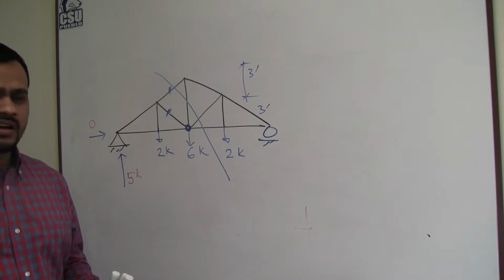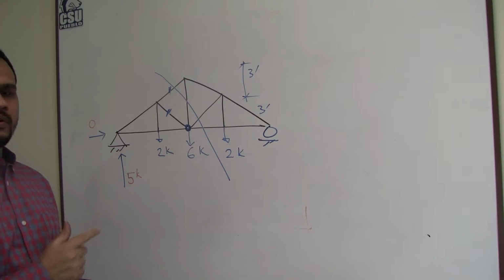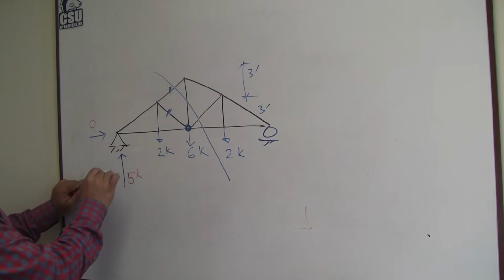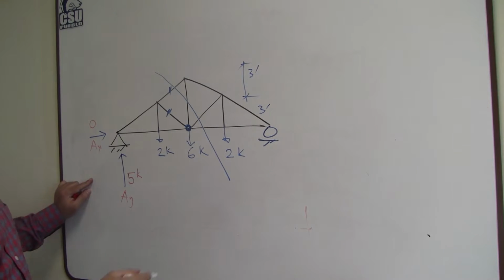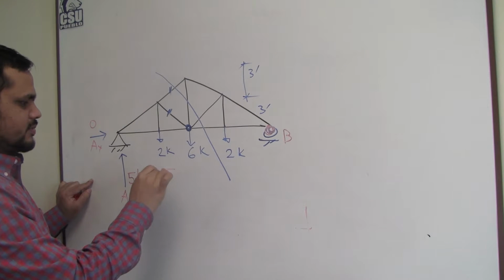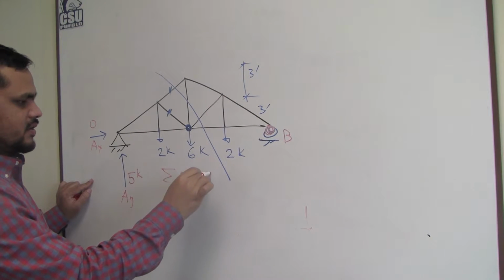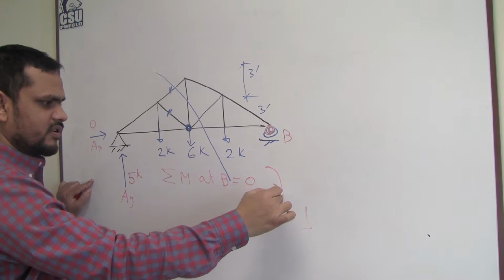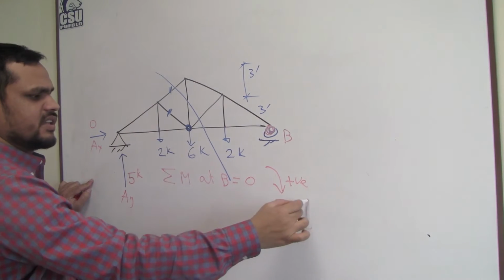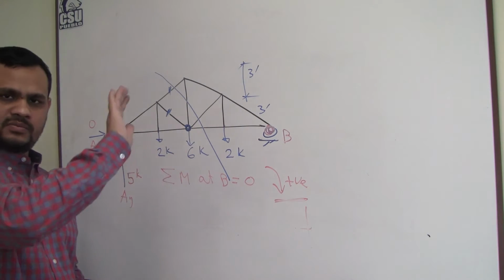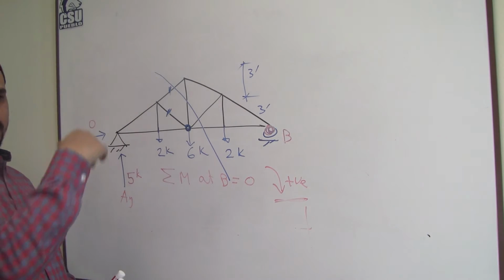But it is not a good idea to always just go visually. We can solve this. So assume this is AY, this is AX. If I take moment here, so this is B. So summation of moment at B equals 0. Assume clockwise moment positive. Like this assumption, it actually has no value. No value means you can assume this way positive, you can assume that way positive.